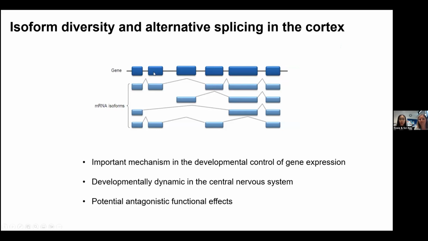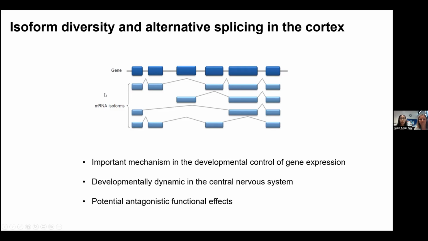So, for example, here you see a gene with the exons and introns. Exons are protein coding, which is the dark blue, and introns are non-coding regions. And this basically, through alternative splicing, generates multiple mRNA isoforms of different combinations of exons. And these mRNA isoforms can have potentially very different functional effects.